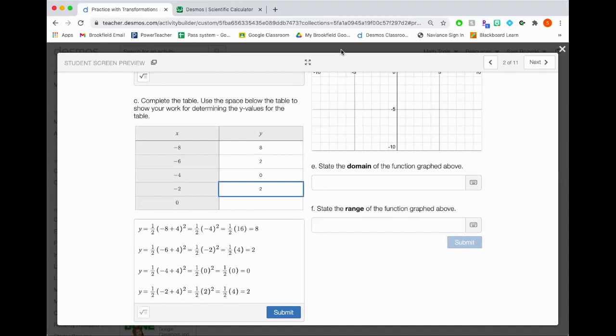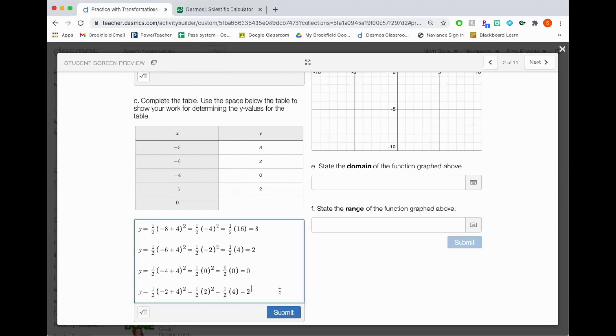Notice for my parabola, my y values are starting to repeat. That should happen because it is symmetrical, right? It is a U shape. So those y values should show up for 2 different x values. So it should have repeating y values. That should happen every time.